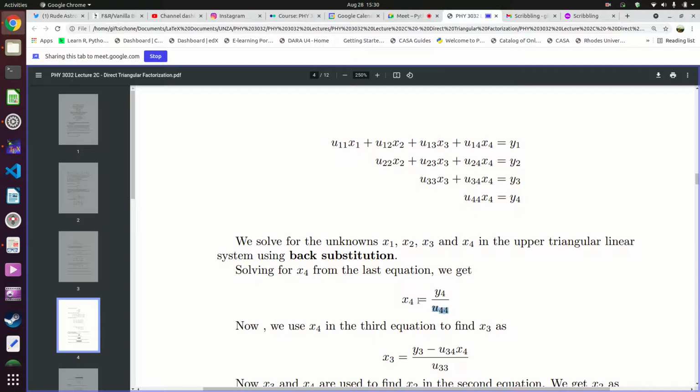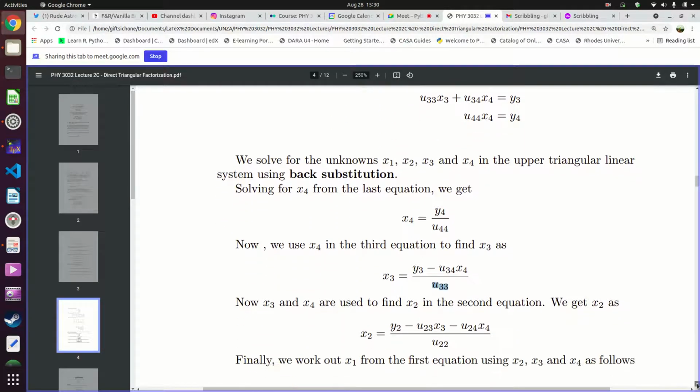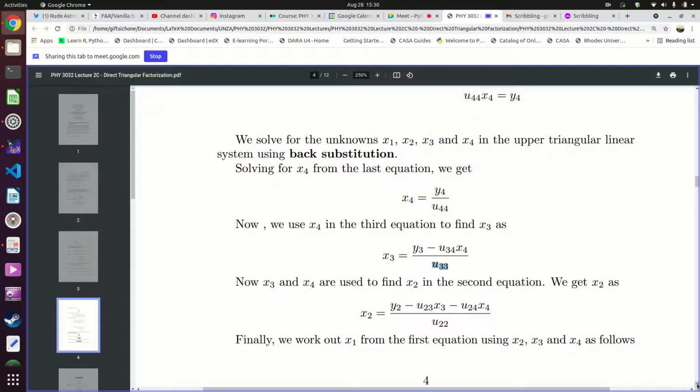Then once you find your x4, you're going to use your x4 here. And when you use your x4 here, you transfer this to the other side so you can find your x3. So it's going to be u33 x3, then you transfer this guy to the other side, equals y3 minus u34 x4. Then you divide by u33. So you're going to end up with x3 being equal to y3 minus u34 x4, divided by u33. That is us doing back substitution. Is it clear what is happening and what we are doing?